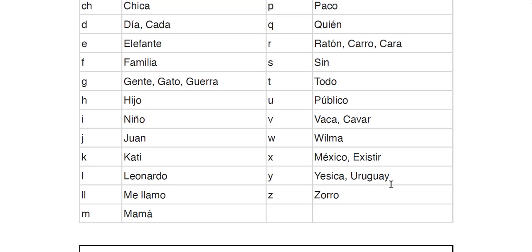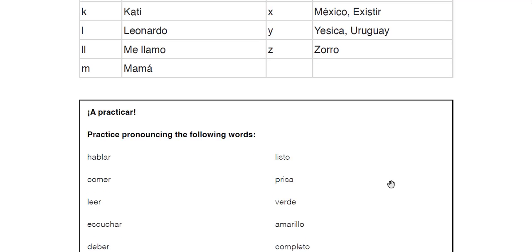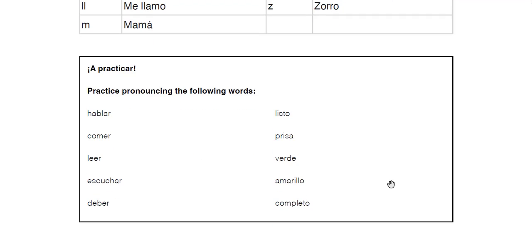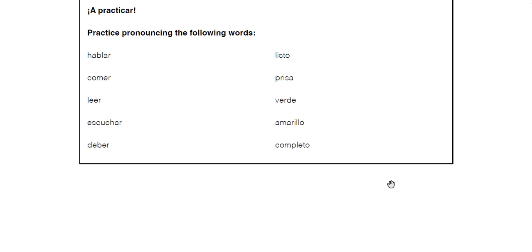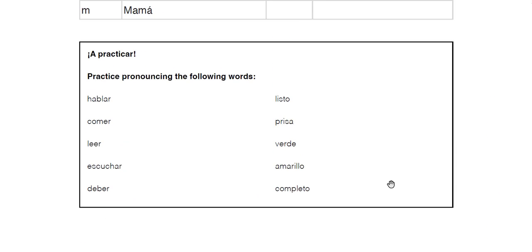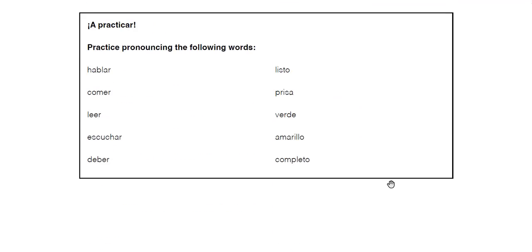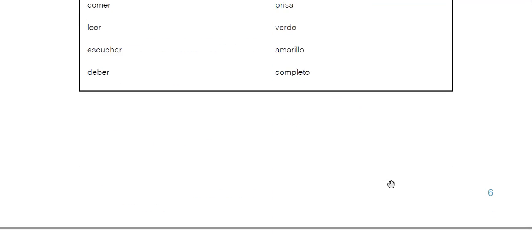The Z does not make the Z sound at all. In Spanish it makes the S sound. The English Z sound does not exist in Spanish, so zorro. Okay. So that's all of the letters and the sounds that they make. And we'll do some other activities with those. But, right, so that information is from your book on pages 5 and 6. And that's that.